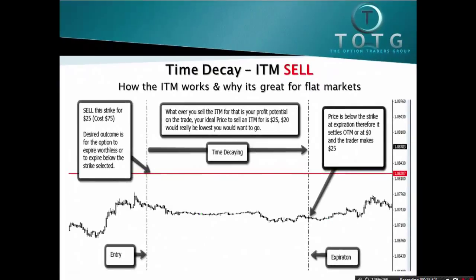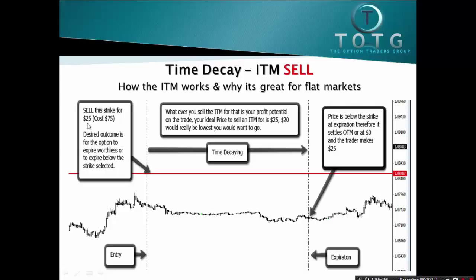Okay, so let's talk about the time decay, and this example is about an in-the-money sell. You're selling an in-the-money binary strike here, okay? The red line is your strike, and here is where you're entering the trade. Now, you can see that the price is already below your strike, so you're selling this strike for $25.